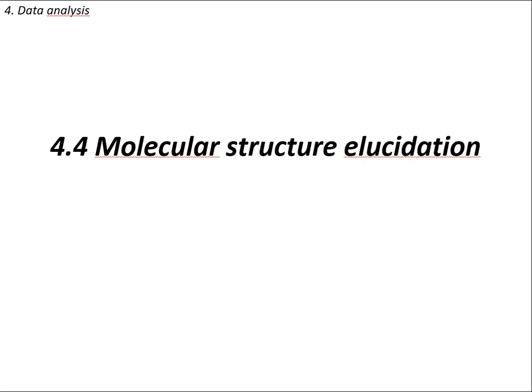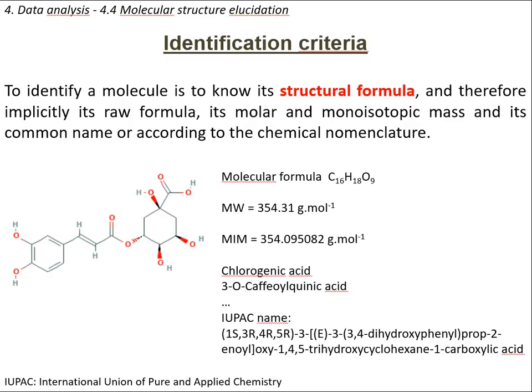A major step in data analysis is the molecular structure elucidation of the biomarkers. First, let's talk about identification criteria. To identify a molecule, you need to know its structural formula and therefore implicitly its raw formula, its molar and monoisotopic mass, and its common name or name according to the chemical nomenclature. So for example, here we have chlorogenic acid, which is also named 3-O-caffeoylquinic acid.